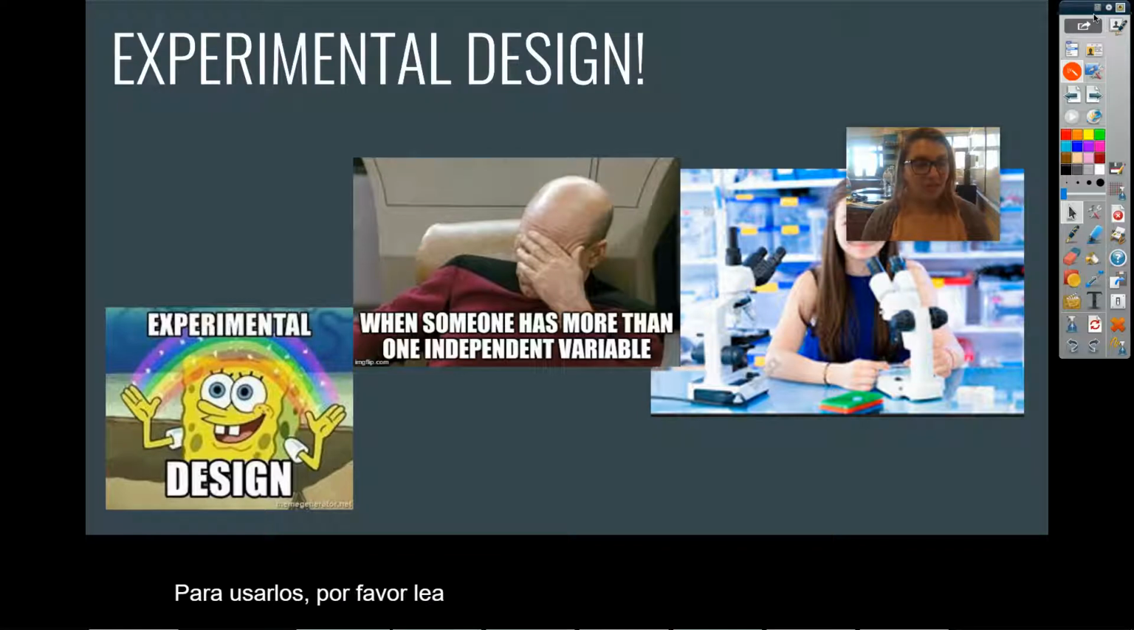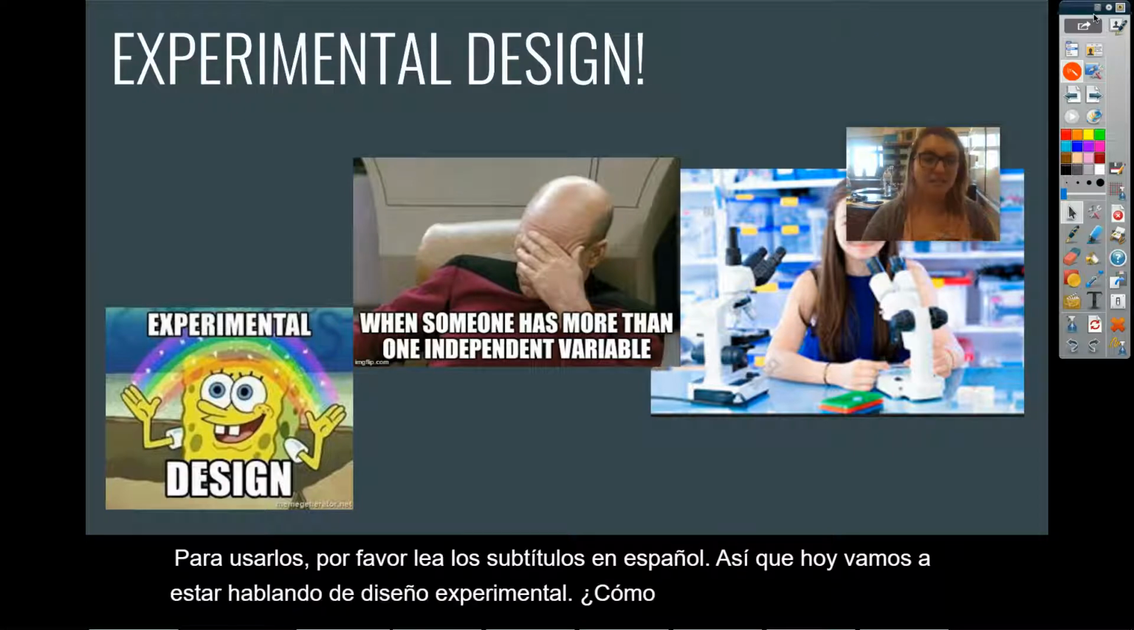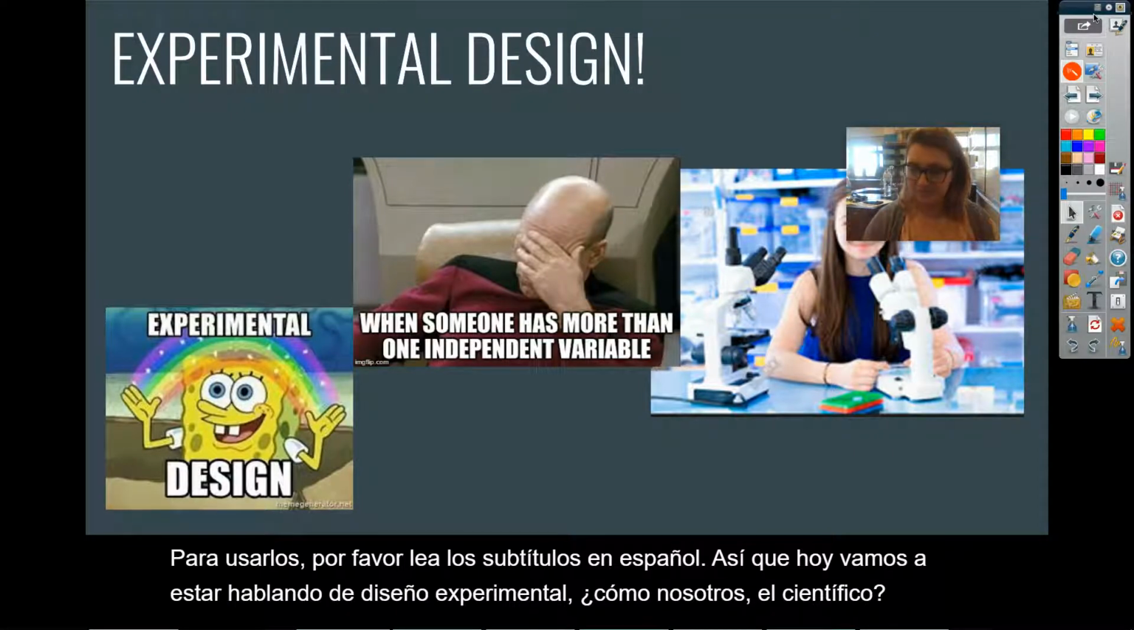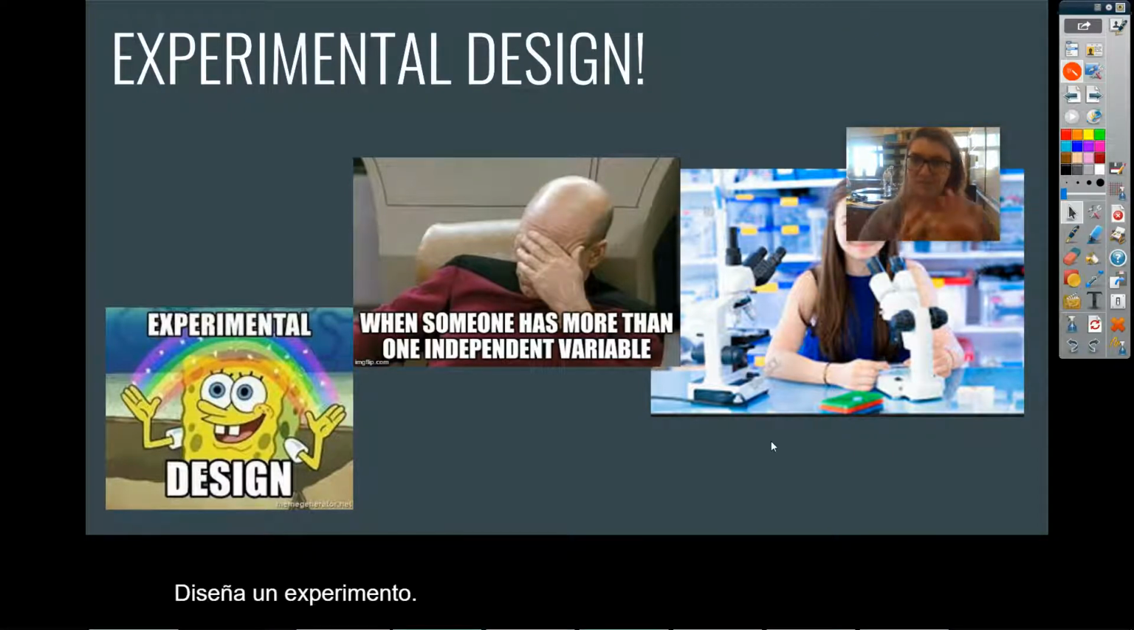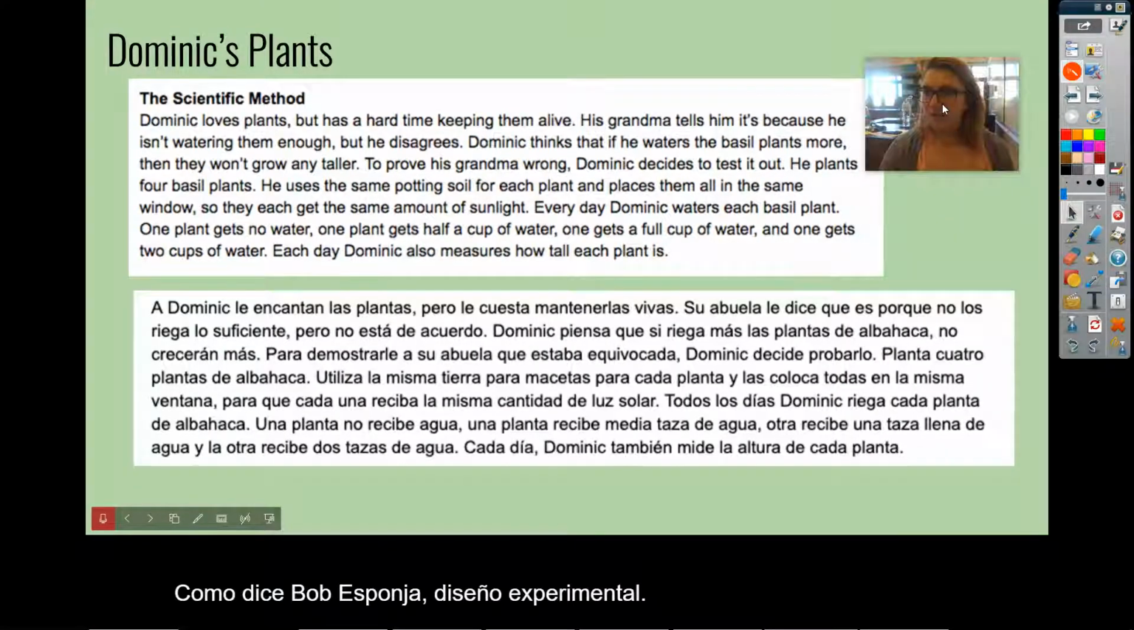So today we are going to be talking about experimental design, how we, the scientists, design an experiment. As SpongeBob says, experimental design. I'm going to read this to you. Feel free to read along in Spanish. Also, you can read the subtitles as well.